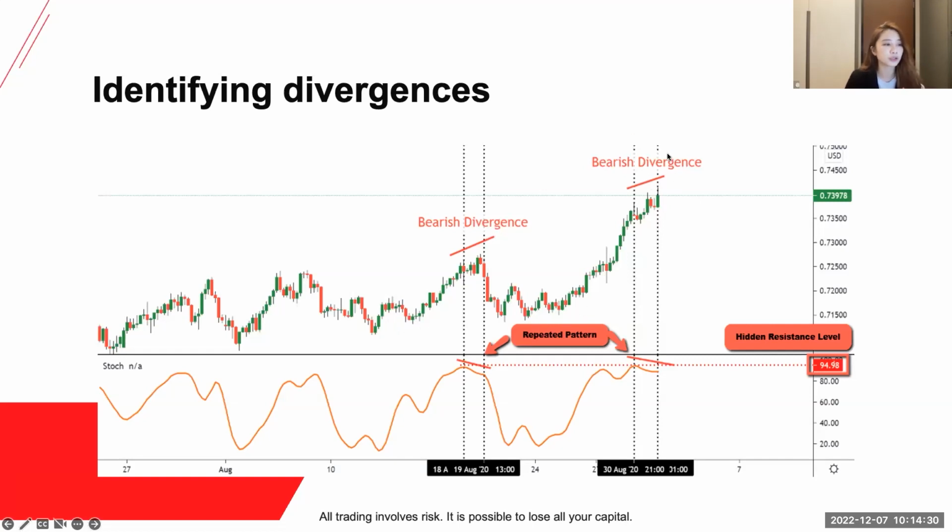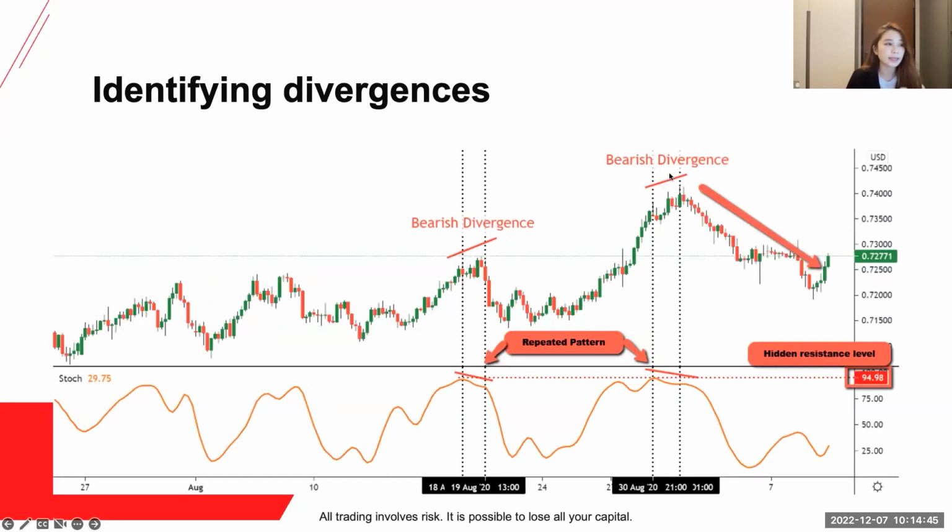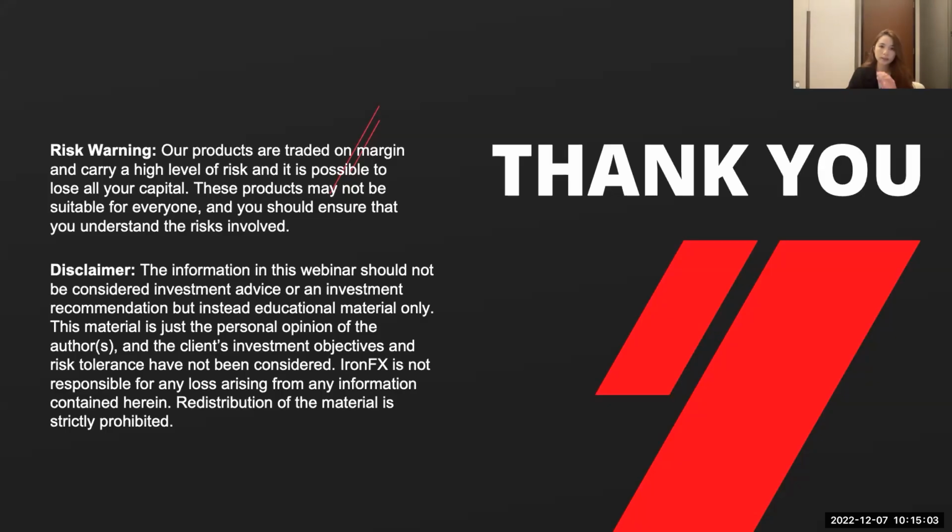And then we are also capturing another bearish divergence at a higher price. So we can see that repeated pattern on the hidden resistance level of 94.98, and also a bearish divergence at the peak. In this case, you can see that indeed the bearish divergence carried over and price did slow down and dropped from the stochastics hidden resistance level, coinciding with our bearish divergence. All right, so that's pretty much it for stochastics indicators.